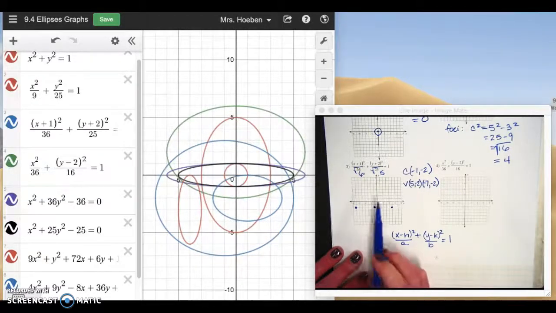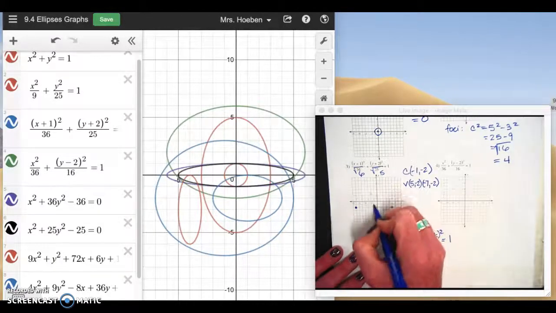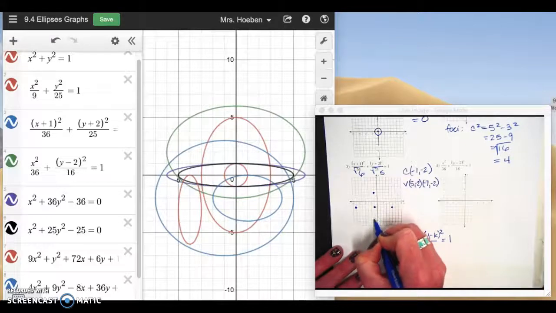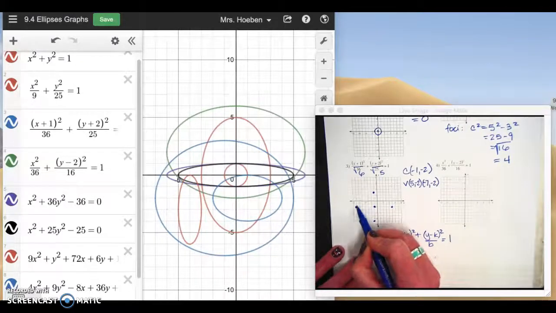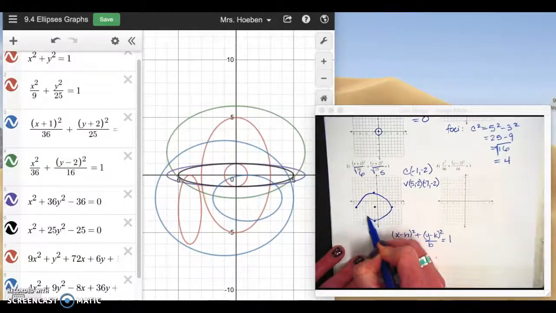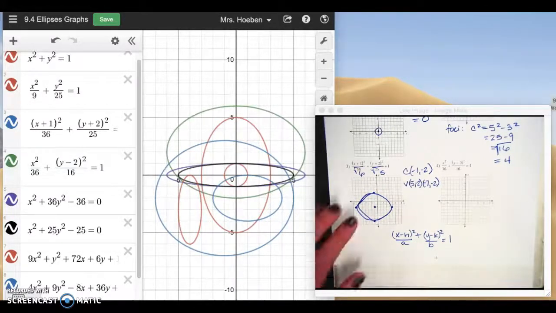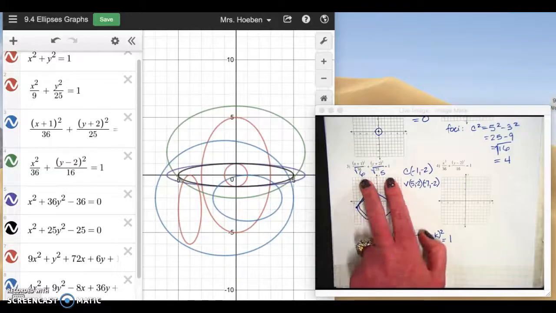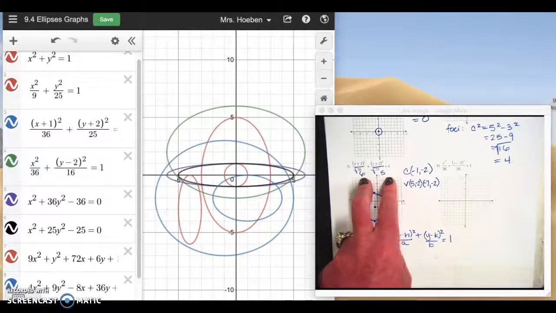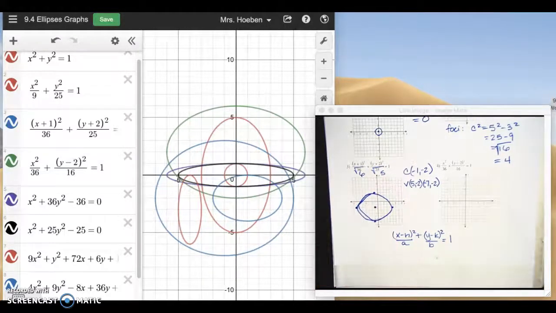Okay, and then the other stretch is 5 units. So up 1, 2, 3, 4, 5, and down 1, 2, 3, 4. Let me try that again. 1, 2, 3, 4, 5. And that gives us our ellipse. And that one almost looks like a circle because those two numbers are pretty close together, right? 5 and 6. So when it's a little more dramatic, it's going to look more like a pair of ellipses, okay?